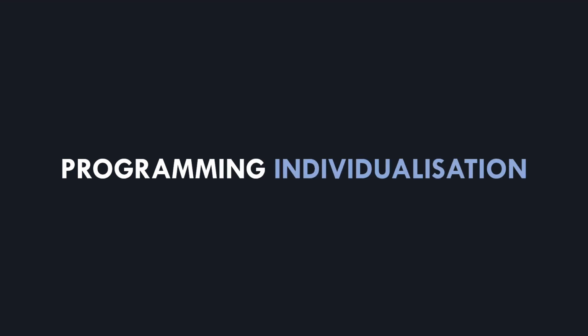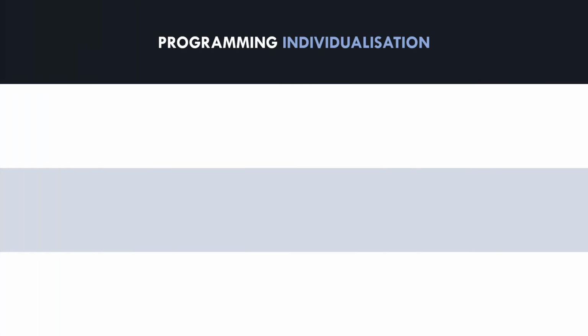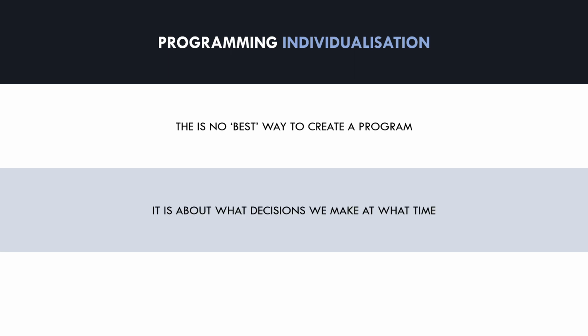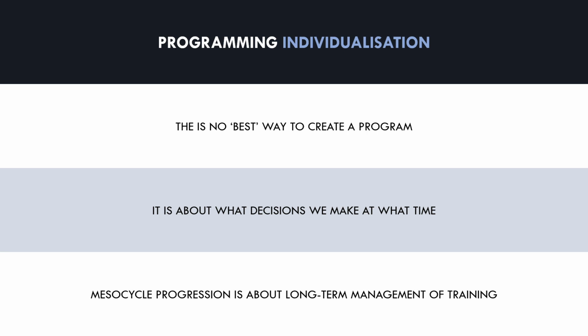Before we get into the programming details, we first need to establish something. We need to understand that there is no single best way to program and progress training. There are many different ways to adjust training from mesocycle to mesocycle, and it is more about knowing when to change different variables. We don't really need to apply progressive overload in the same sense as the week-to-week progression. Rather, this is more about managing training from a long-term perspective. Let's now cover what variables can be changed and when this may be applicable.